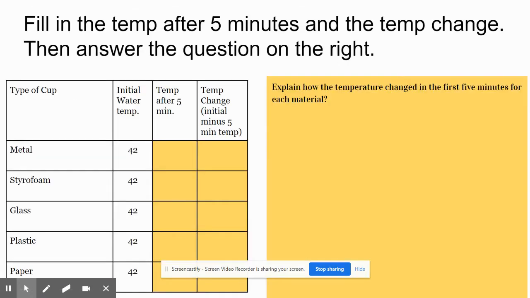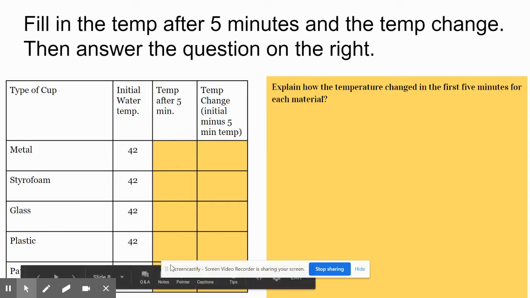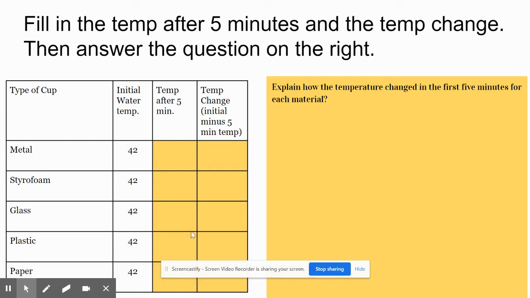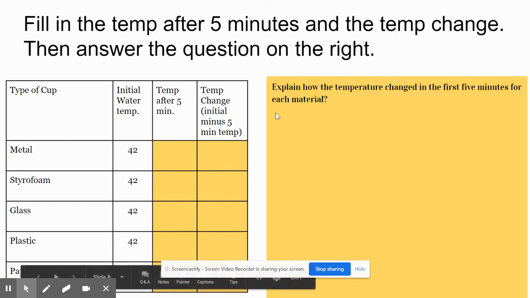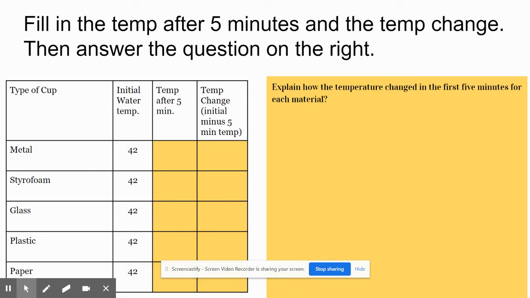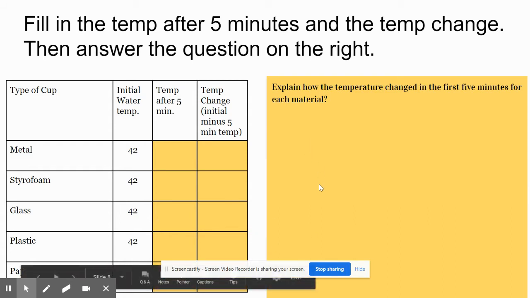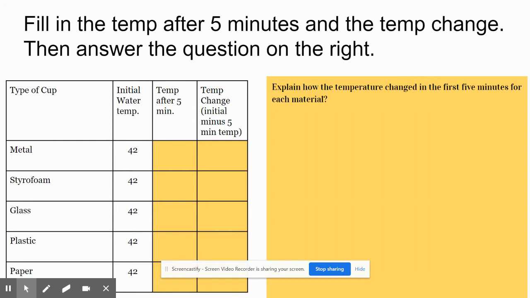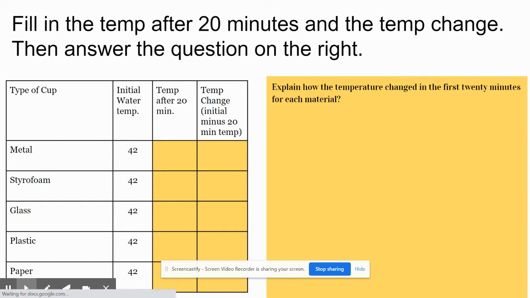The next slide was slide 8. You needed to put in temperature after 5 minutes, as well as calculate the temperature change. So 42 minus whatever number gives you a number here. So these two rows need to be filled in. And then in words, you should have explained what materials kept the temperature close to 42, which materials allowed the temperature to change drastically. Okay, so that's slide 8. If you've got all that done, keep watching. If not, pause, go and do that.